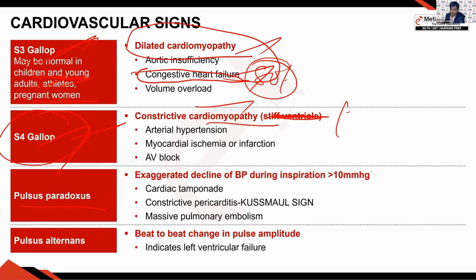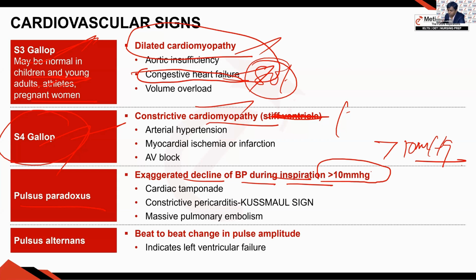Yes, pulsus paradoxus. Exaggerated decline of BP during inspiration greater than 10 mm of Hg. So what does it mean? Pulsus paradoxus, how are you going to assess? I told you, during inspiration. Now I am checking the BP. Normally, BP is around 125 by 80.